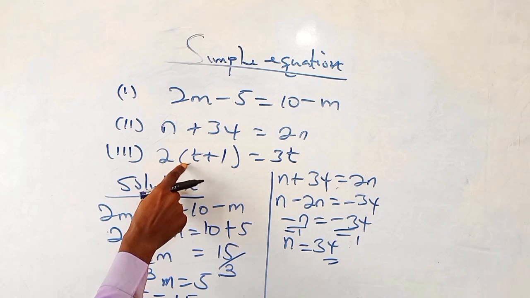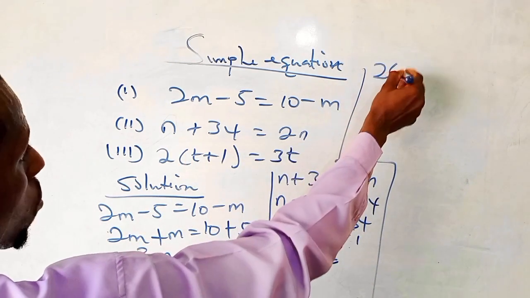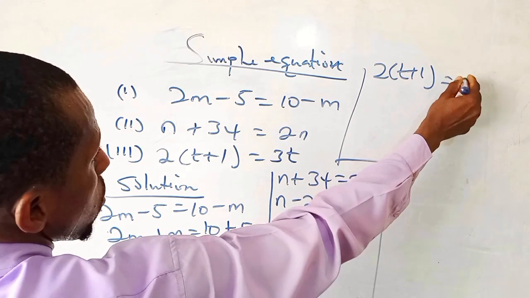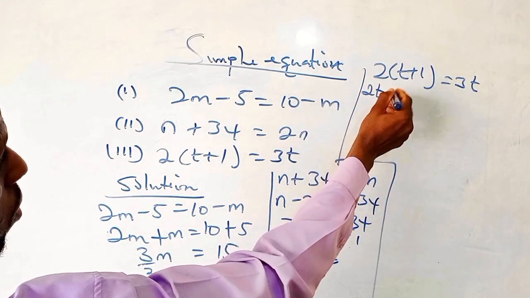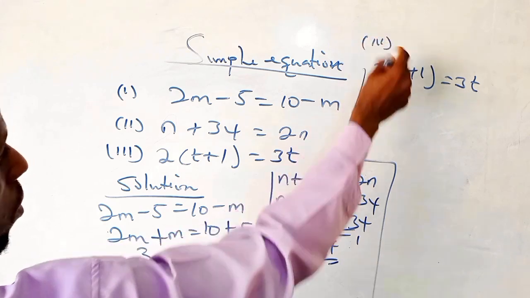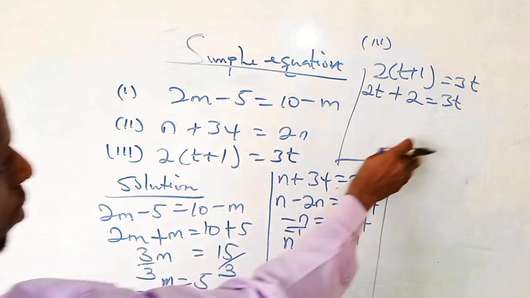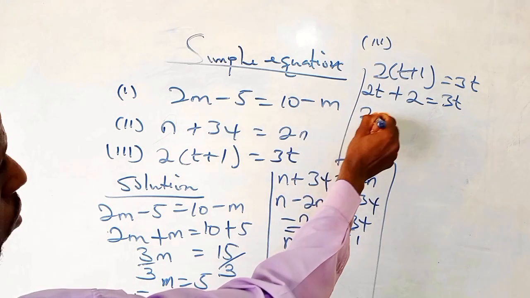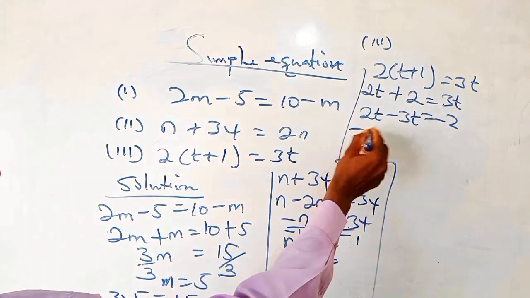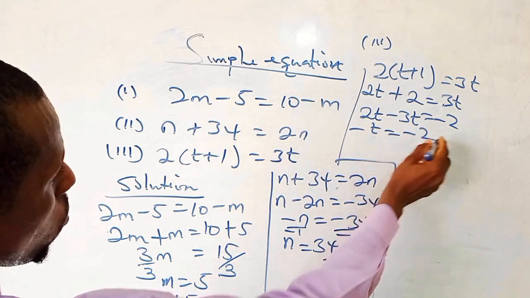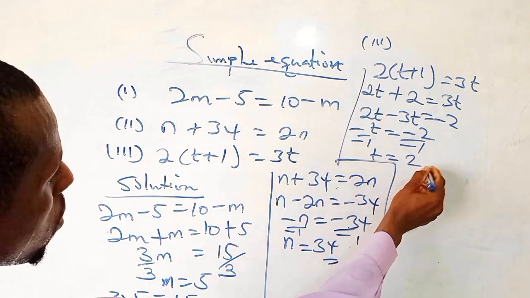And for the third one, we have 2(t plus 1) equals 3t. When we open up, 2 times t is 2t, plus 2 times 1 is 2, equals 3t. When we collect the like terms, we have 2t minus 3t equals minus 2. So we have minus t equals minus 2. Dividing by minus 1, we have t equals 2.